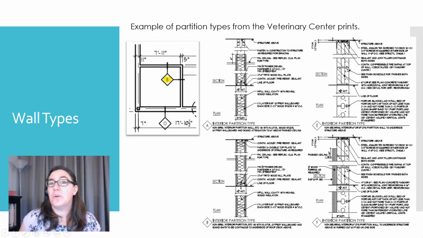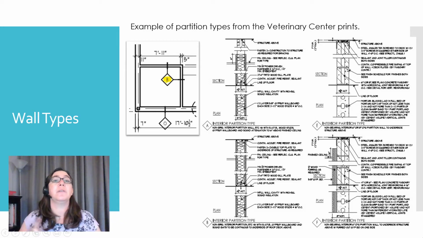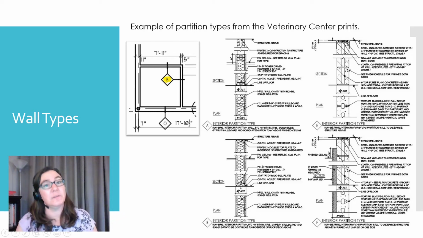You'll see these later in the course, but here's a little preview of what they might look like. On the right, we have 4 different partition types from the Veterinary Center set of prints. And on the left is a little snip of the plan. You can see that wall type B is tagged on these walls that just look like 2 lines.